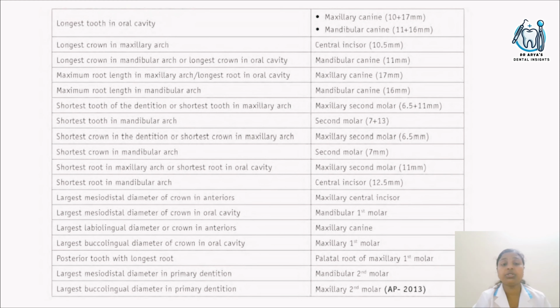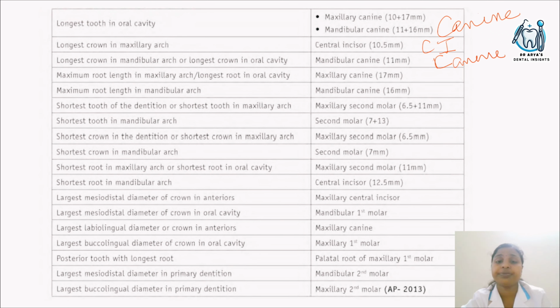The longest tooth in oral cavity is maxillary canine. That is 10 plus 17 mm, and mandibular canine 11 plus 15 mm. So in mandible it is mandibular canine, and in maxilla it is maxillary canine. So the longest tooth in oral cavity is canine. Then the longest crown in maxillary arch is central incisor, 10.5 mm. Longest crown in mandibular arch is mandibular canine, that is 11 mm.